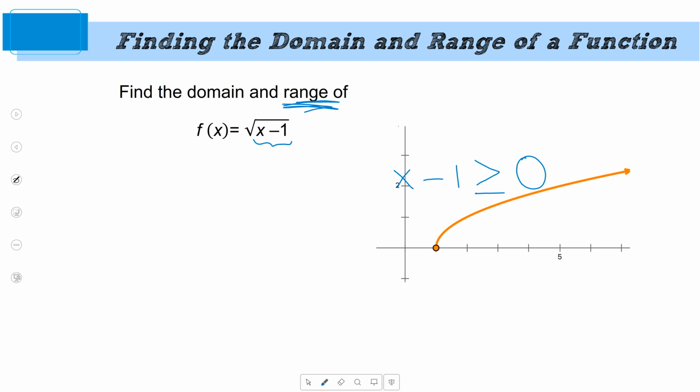You can play games with the range by plugging in x's and doing all that other garbage, but for the most part, I go to the range by looking at the picture. Later on, when we talk about inverse functions, there's another way to handle that, but that's in the distant future.